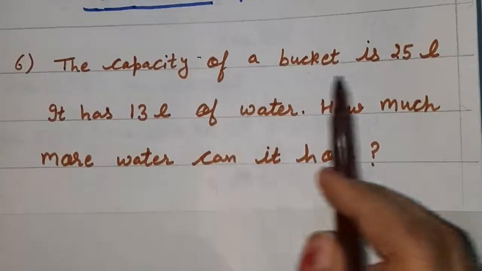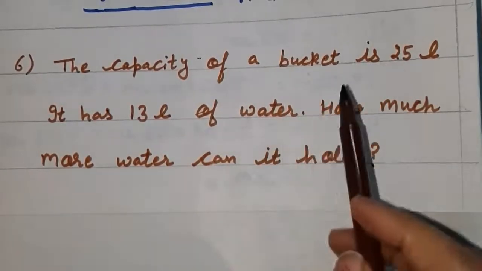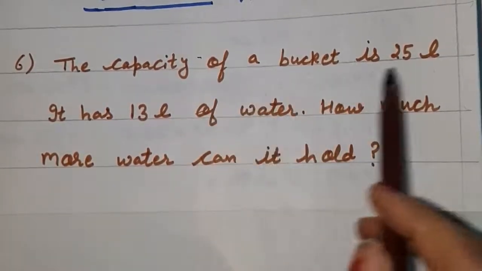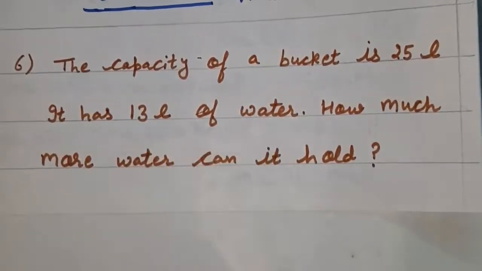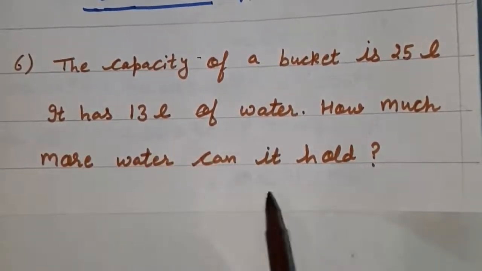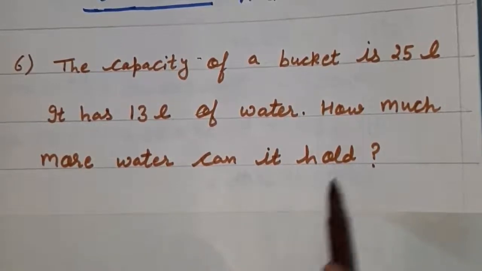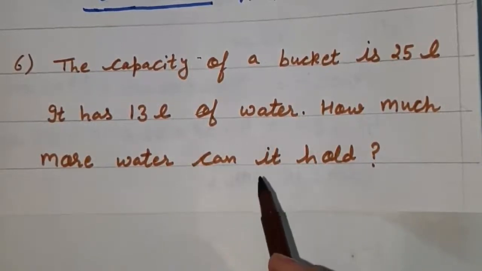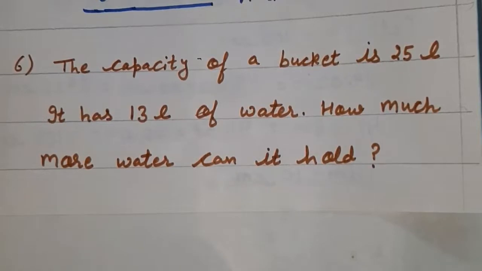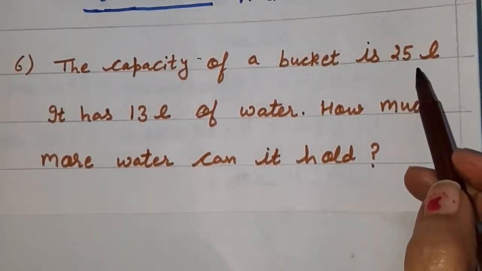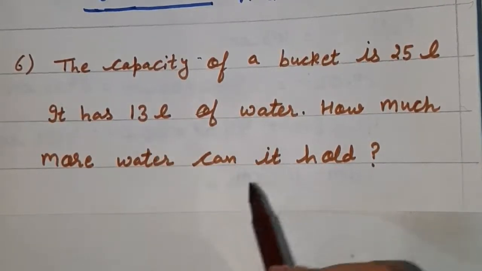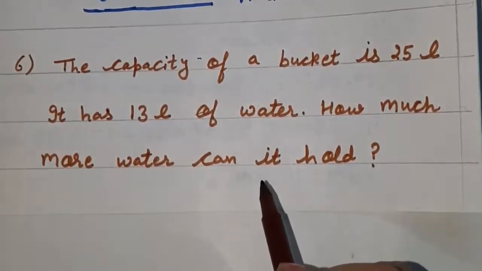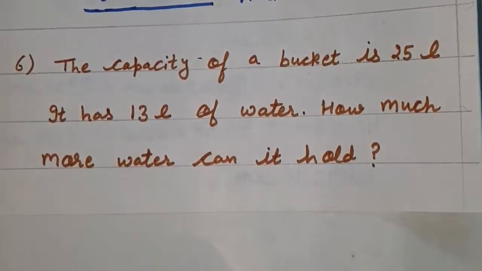The capacity of a bucket is 25 liter. Means the bucket can hold 25 liter of water. But it has 13 liter of water. How much more water can it hold? Can it hold means कितना पानी इसमें और आ सकता है. ओके, सो 25 लीटर पानी आ सकता था, 13 लीटर डाल दिया, कितना और आ सकता है. सो यू हैव अंडरस्टूड दैट वी हैव टू डू सब्ट्रैक्शन.